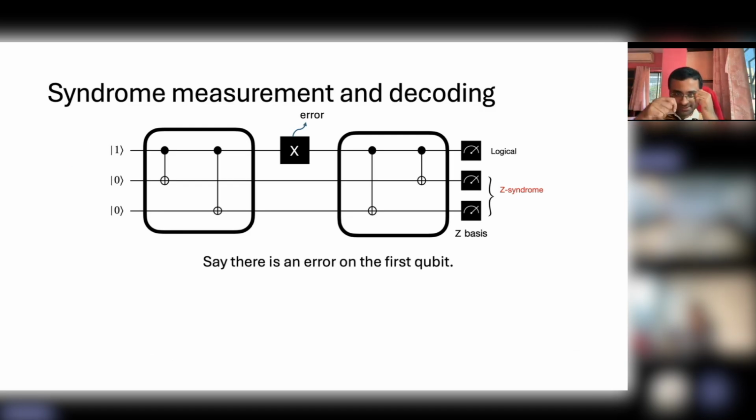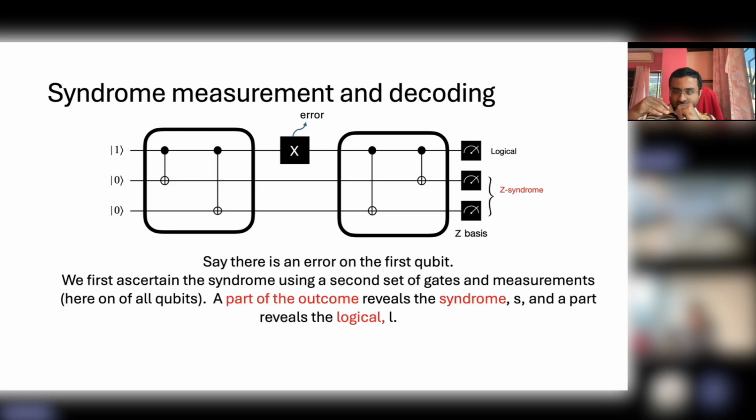Say there's an error on the first qubit, a bit flip error. We first ascertain what happened, where the bit flip happened, by the syndrome detection circuit, which I have drawn here. For the bit flip code, the syndrome detection circuit is extremely simple. It's just a mirror image of the circuit that I use to prepare the code state. And I have measurements in the appropriate basis.